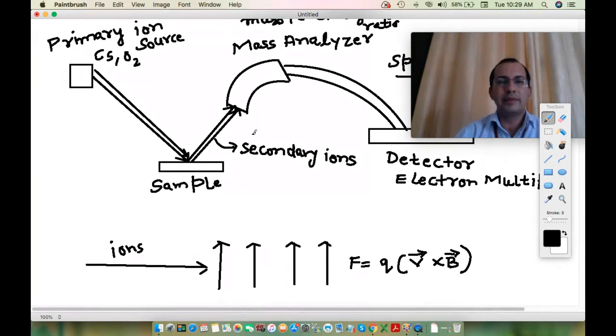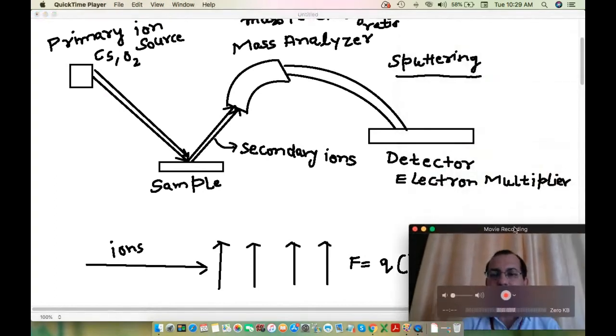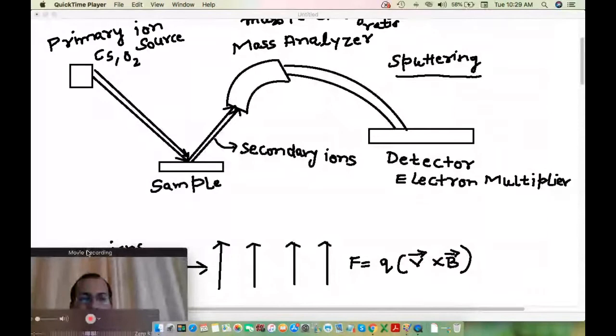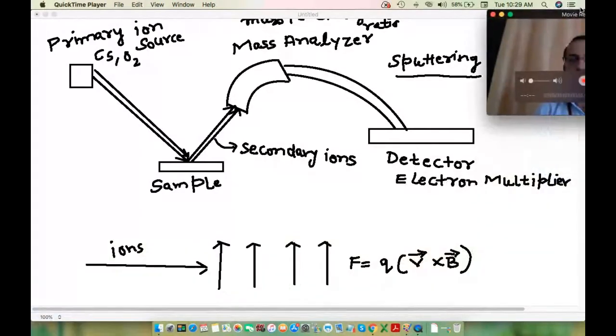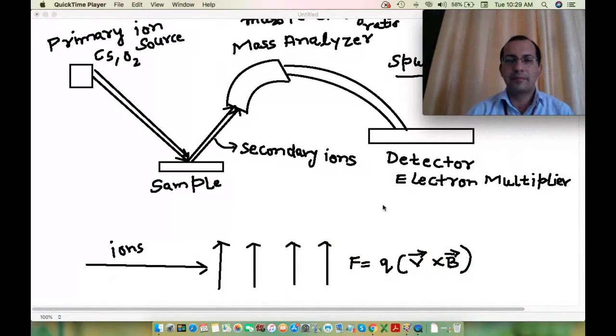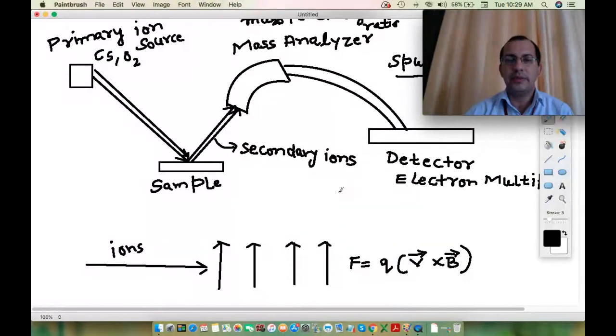What will happen is that this mass analyzer will separate the ions, and it will not direct all of the ions to the detector. The detector now has a window which is opening there.